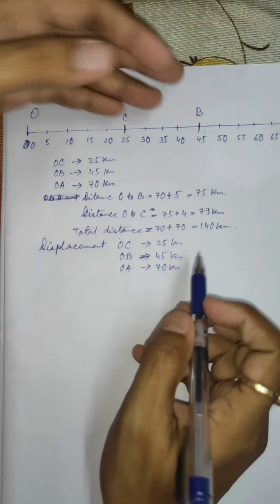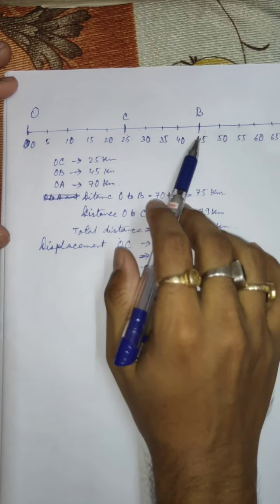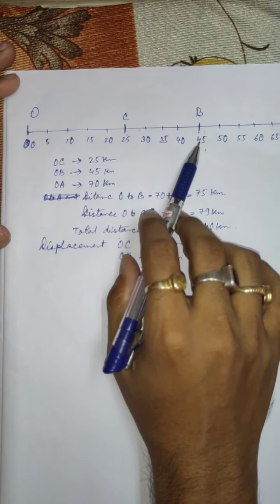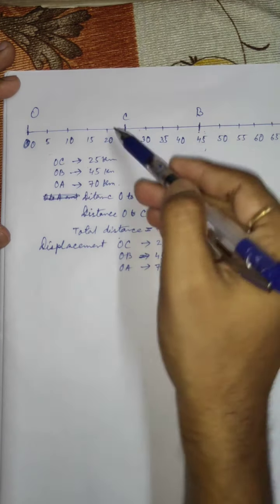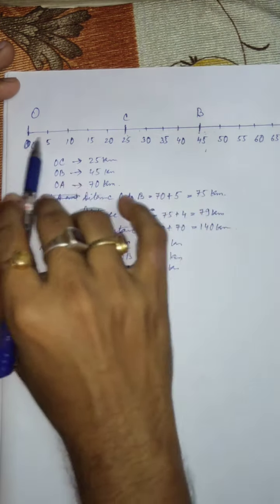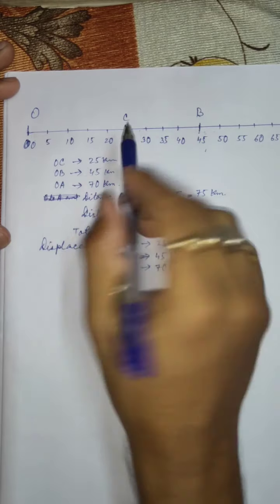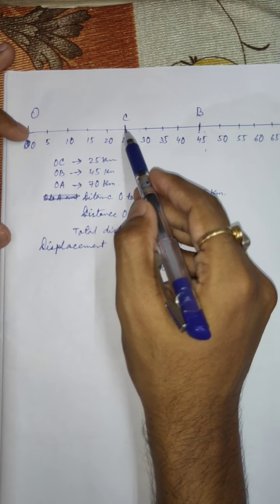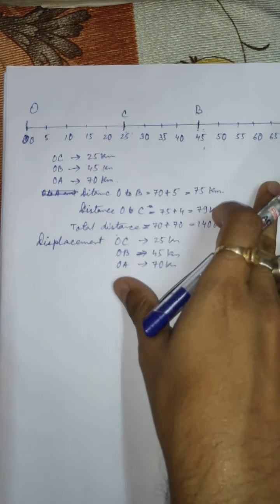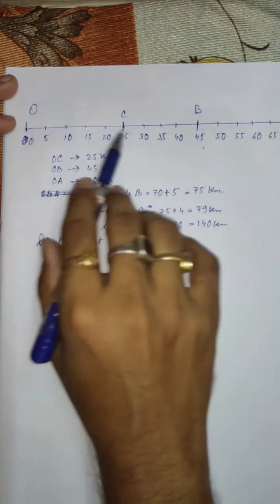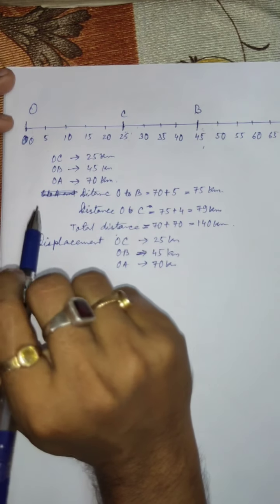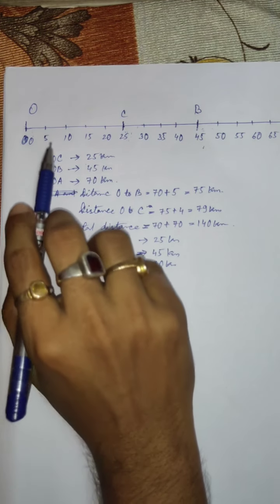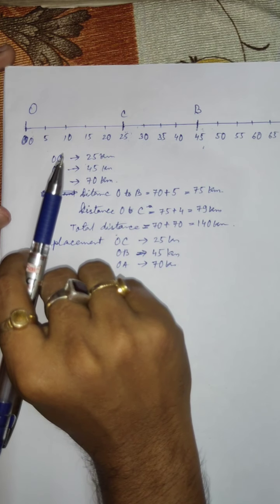But in that case, when it reaches B, it is 45 km only, and when the object reaches C, then only 25 km, because in that case the final position is C and the initial position was O. So what is the distance between O and C? Just the distance between the initial position and the final position, only 25 km. This is the displacement.